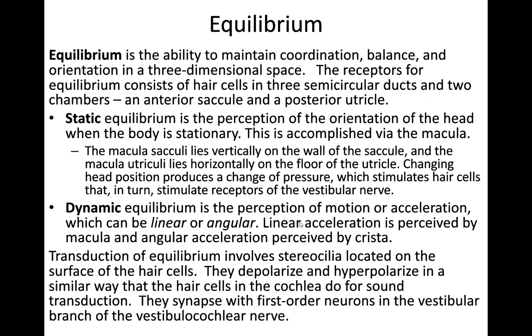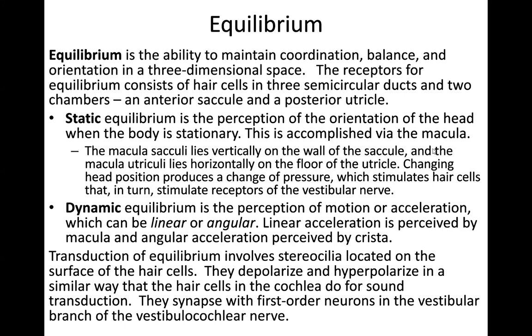Okay. Now, there's two types of equilibrium, static and dynamic, which we've seen those words before. Static, think stationary. And if your body is stationary, it means you're not doing what? You're not moving, okay? So this is the perception of the orientation of your head when your body is stationary. Accomplishing this is a structure called the macula, okay?